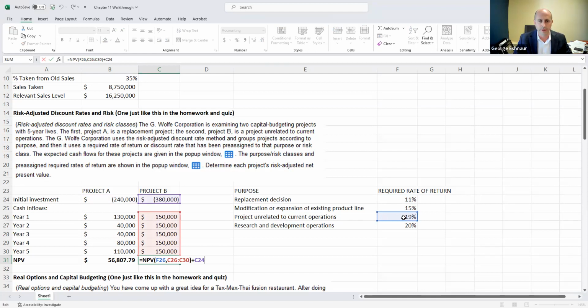So we need to use this one. Your question could very well say R&D operations, so you might have to select this one, but it's the same formula from Project A to Project B.